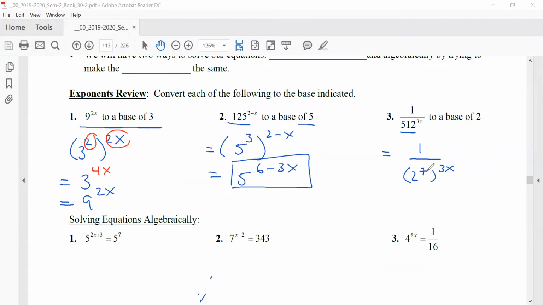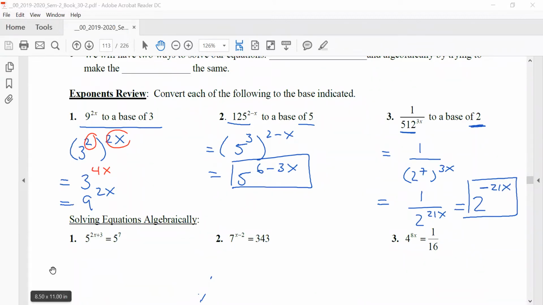Now, what that is then is 1 over 2 to the 21x, but I don't have a base of 2. My 2 is in the denominator. So remember way back to grade 10, to bring that to the numerator, I make the sign on my exponent negative. Just like that. Now this isn't us solving here. This is us moving or changing how this looks.